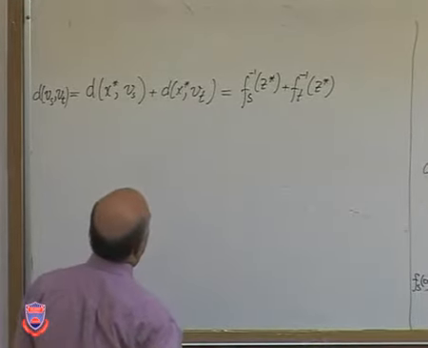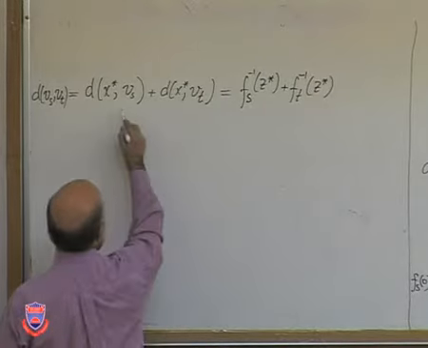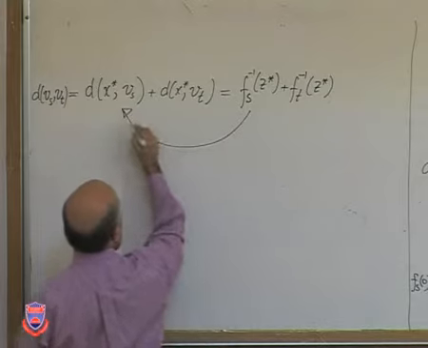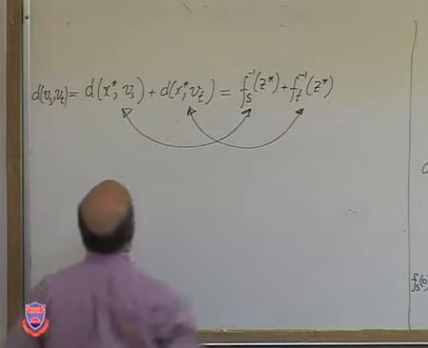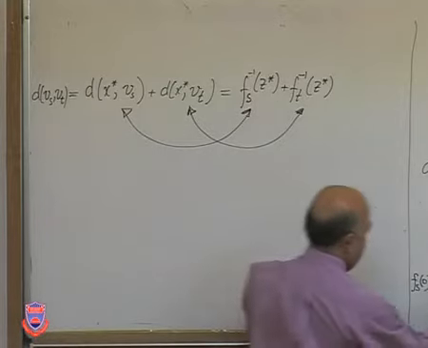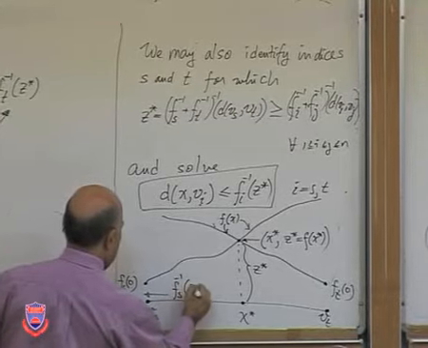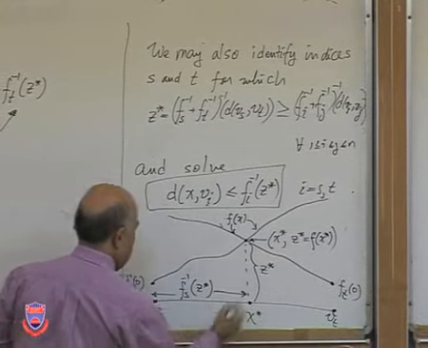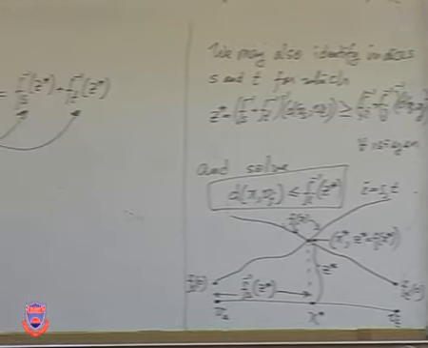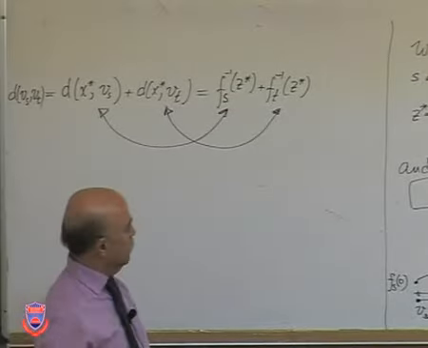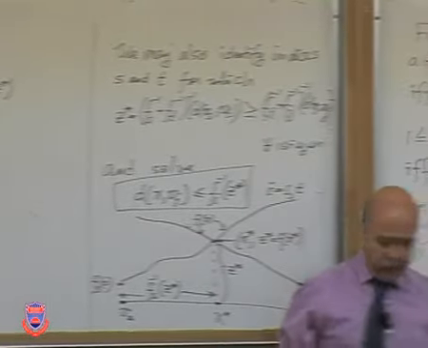Which means that this is actually equal to that, and this is equal to that. So the distance you have here is simply fs inverse evaluated at z star. The other one is similar. I don't know if you see that. Anyway, that's what it is going to be.